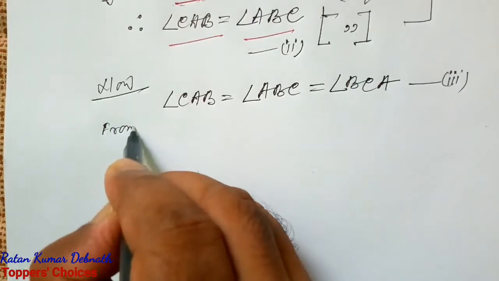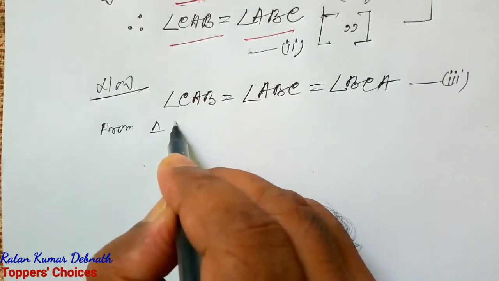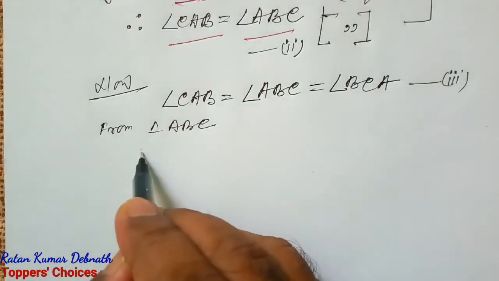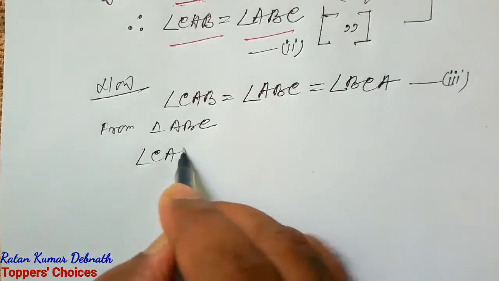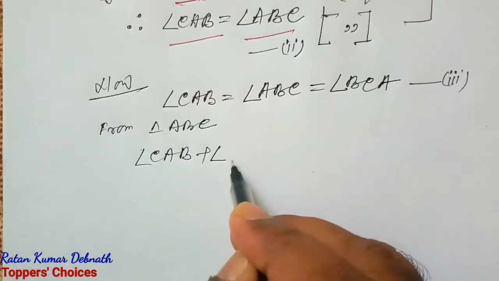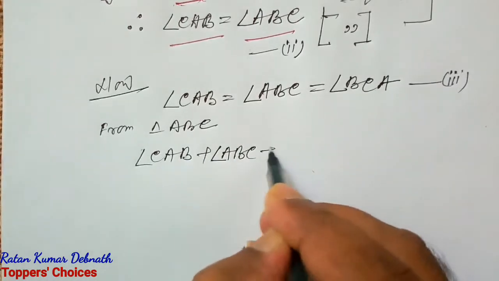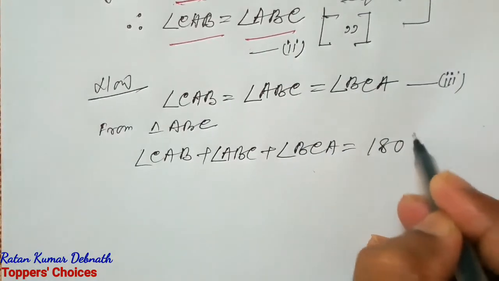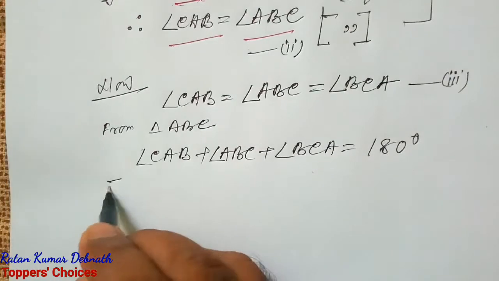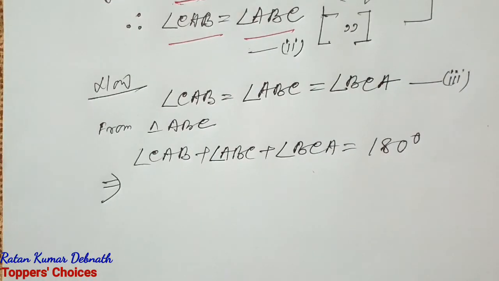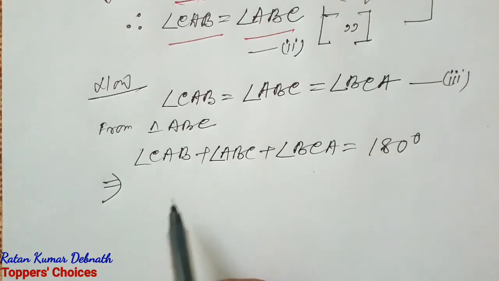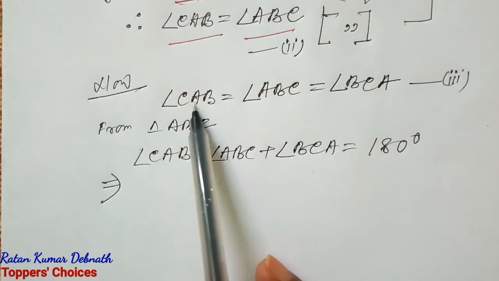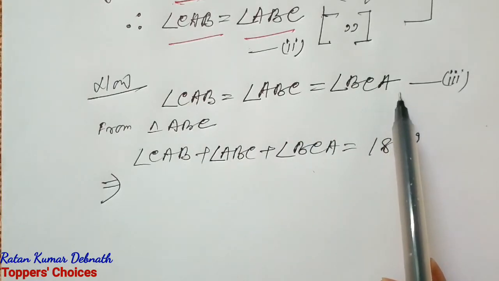Now from triangle ABC we have angle CAB plus angle ABC plus angle BCA equals to 180 degree, because sum of all the three angles of any triangle equals to 180 degree, and relation 3 shows that all that three angles are equal.